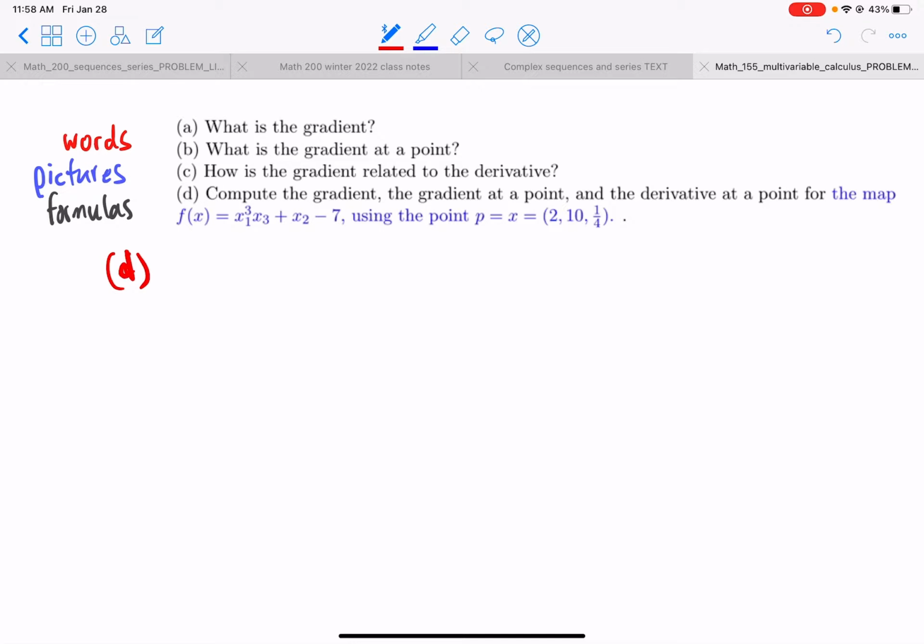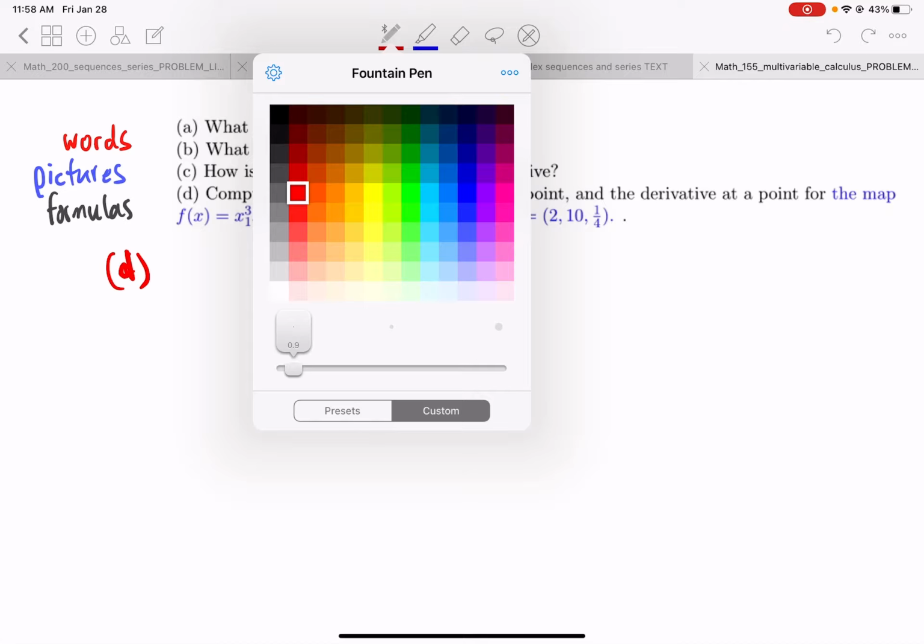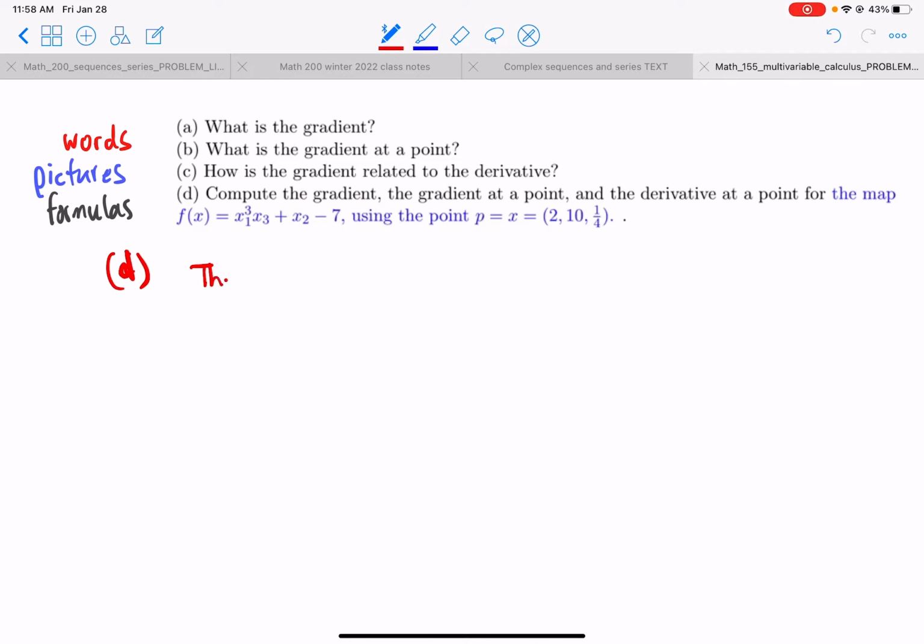Part D. Compute the gradient. Okay, that's one thing. And compute the gradient at a point. And compute the derivative at a point for this example. Okay, so first, I'm just going to note the Jacobian. Well, maybe first, the map F has inputs R3 and output, well, there's just one component function, so output is R1. We could just say R.